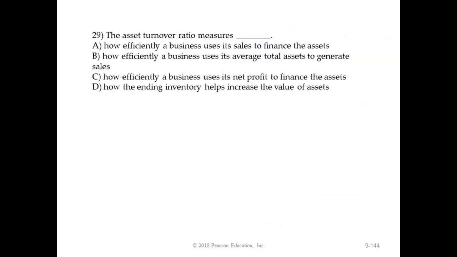Now, the asset turnover ratio measures A, how efficiently a business uses its sales to finance its assets. Is it B, how efficiently a business uses its average total assets to generate sales? C, how efficiently a business uses its net profit to finance the assets? Or D, how the ending inventory helps the value of the assets? I'll tell you right now, the only one that really makes sense for this number 29 is going to be B all the way. It's how efficiently a company uses its average total assets to generate sales.